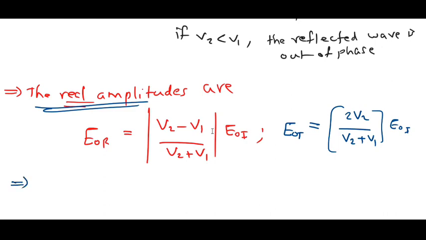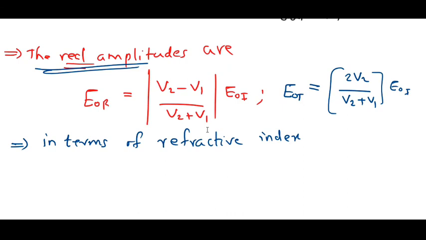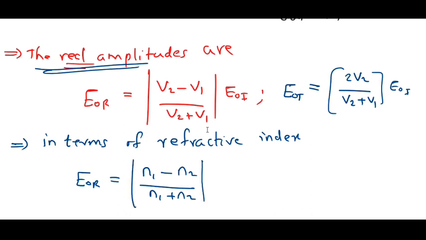Now the real amplitude in terms of the refractive index. How can I write the refractive index? Because you know the relation connecting the refractive index and V1 and V2. So I can write E0R is N1 minus N2 divided by N1 plus N2. Here, because we have written the real amplitude, you have to take the modulus, times E0I.